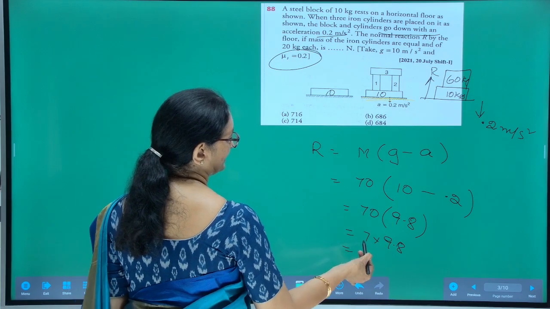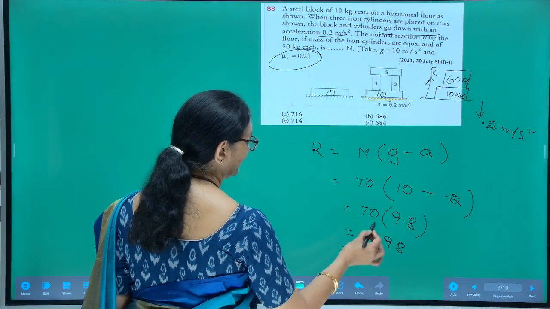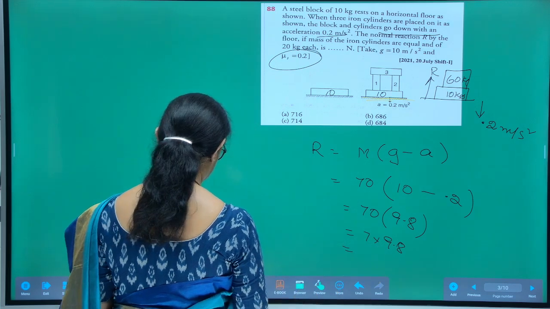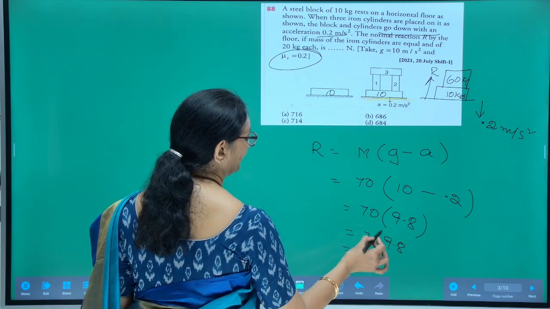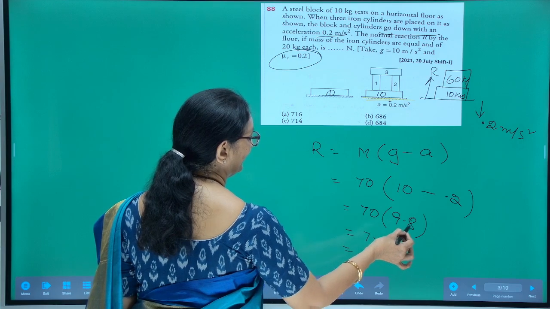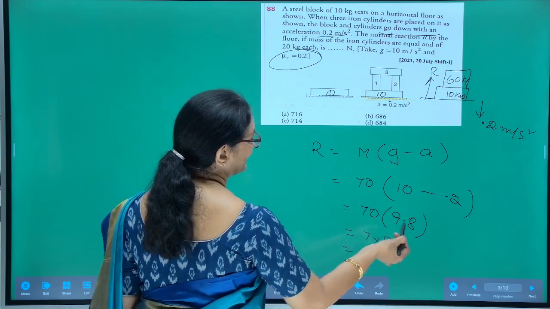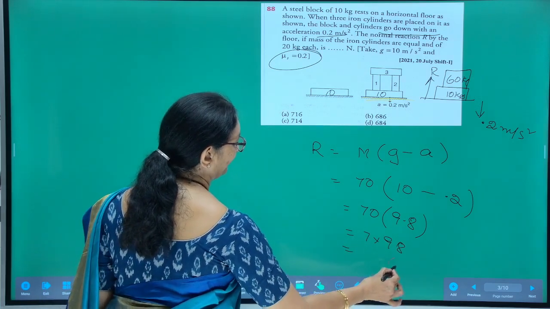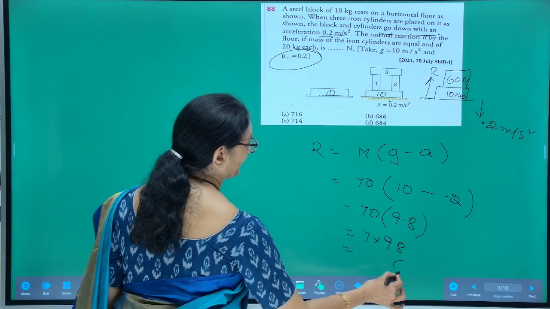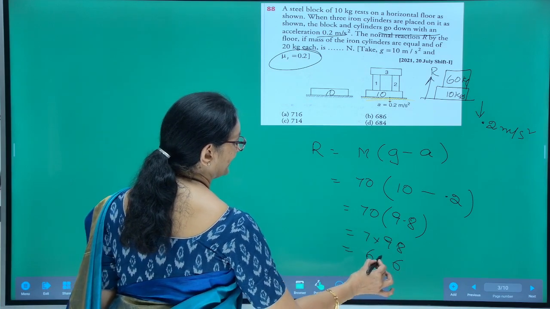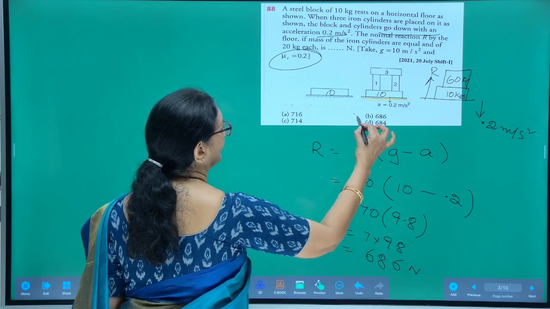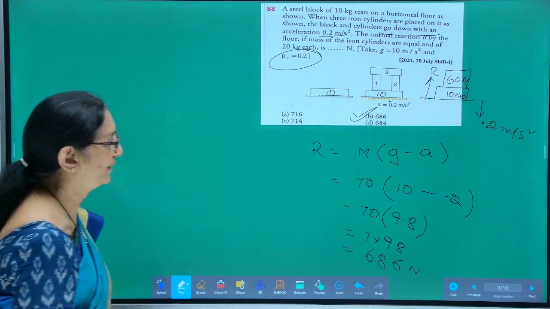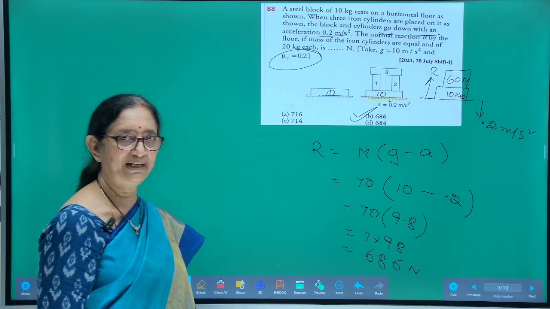This is 70 into 10 minus 0.2, which is 9.8, or 7 into 98. So, 7 into 98, right, because 70 into 9.8 or 7 into 98. 7 8s are 56, 686 Newton. This is the correct choice for that problem, right?